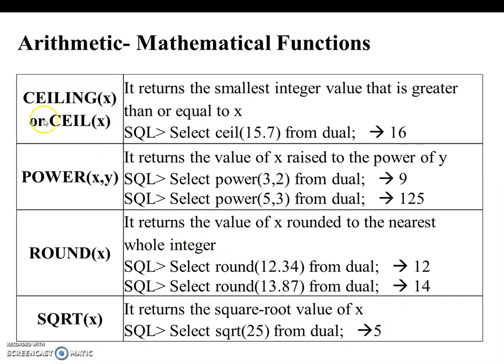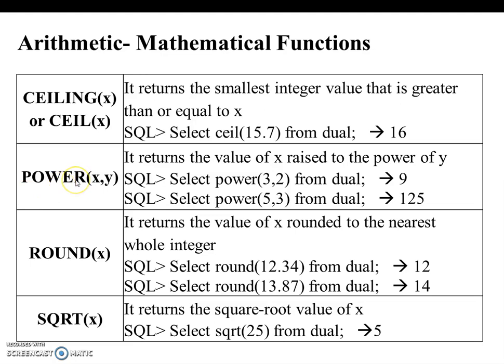Next we have the ceil function. The floor function returns the lesser value, and this ceil function returns the max or the greater value. So 15.7 will be rounded up to the next value, so 15.7 will be written as 16. If I give 15.2, that 15.2 will also be written as 16. So it gives the greater or equal value of the given x. So ceil returns the greater value of the given input.